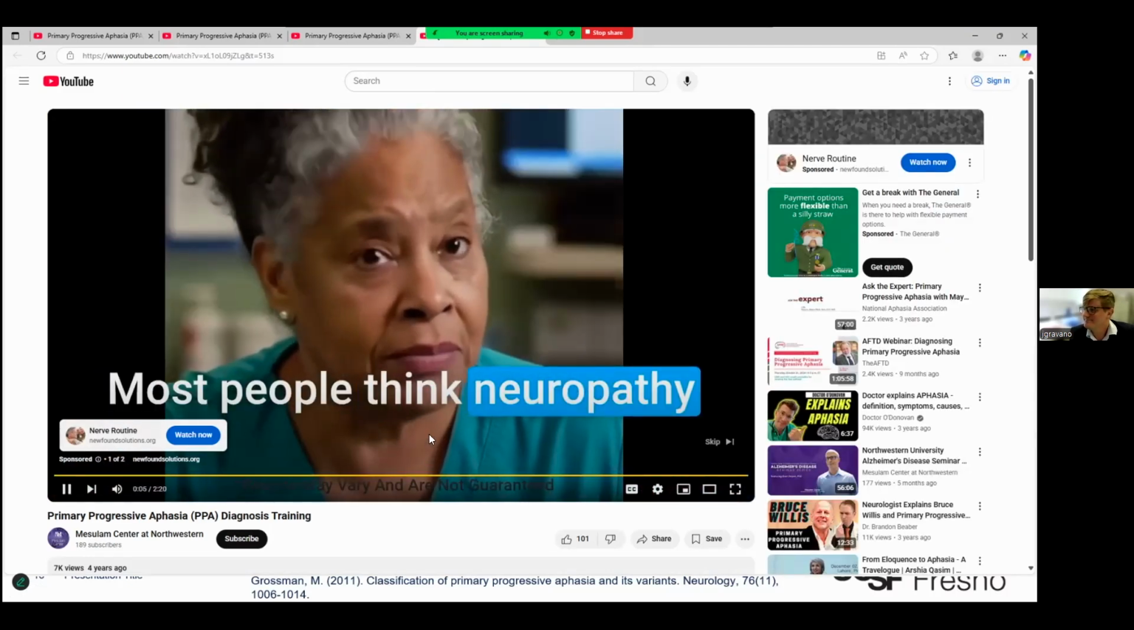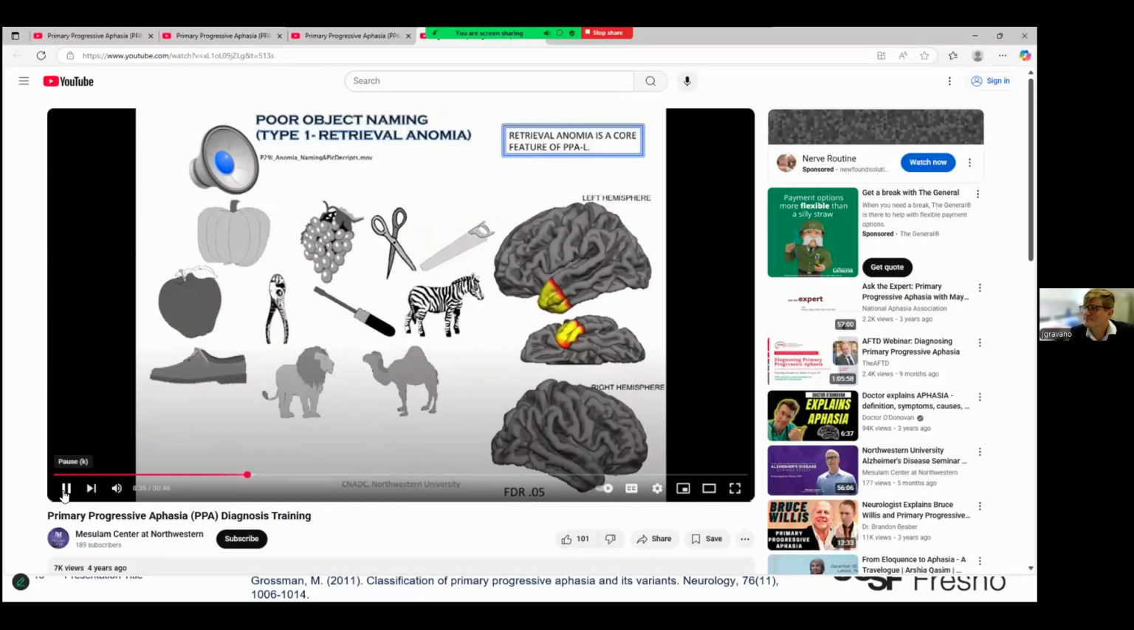Most people think neuropathy is all about damage. Well, you make pies out of them. They're orange color, and you can carve faces on them for that day of the year. And, all right, so they're orange in color, and you can carve faces on them.